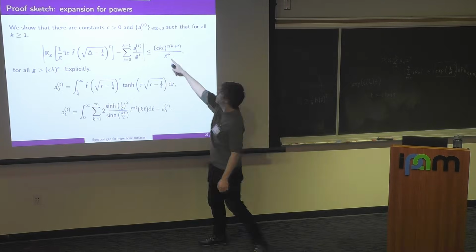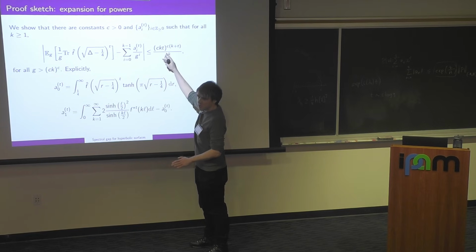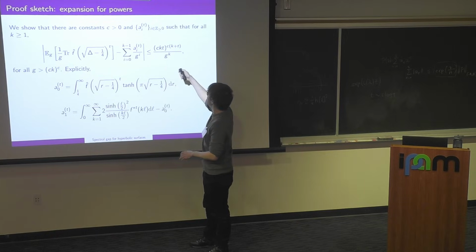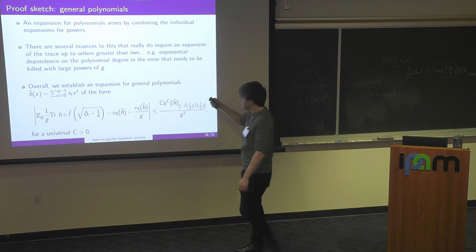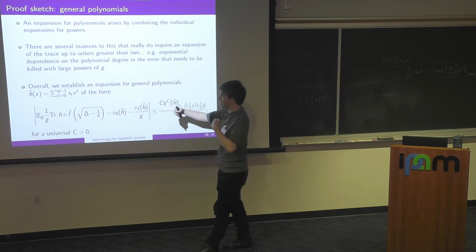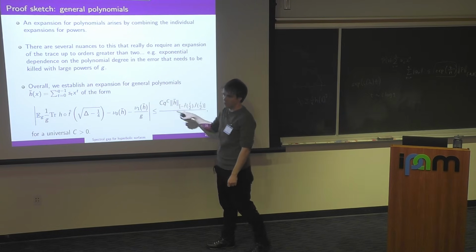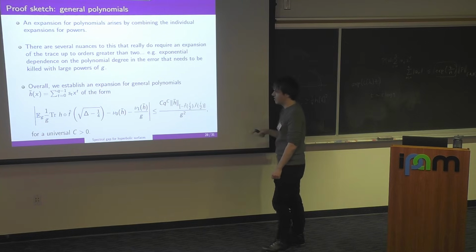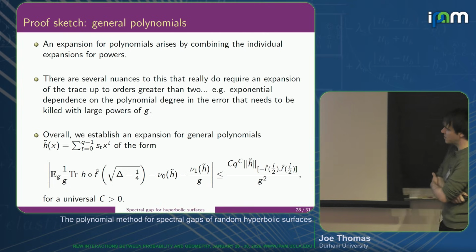The worst I can deal with is something that's polynomial in the degree, eventually. But what I'm seeing is something that's exponential in the degree. So what you have to do is go to higher order powers of g to be able to kill off this exponential growth, and get it back to something that only has polynomial dependence in the degree. So there are some nuances of why you have to go to larger order expansions of this.